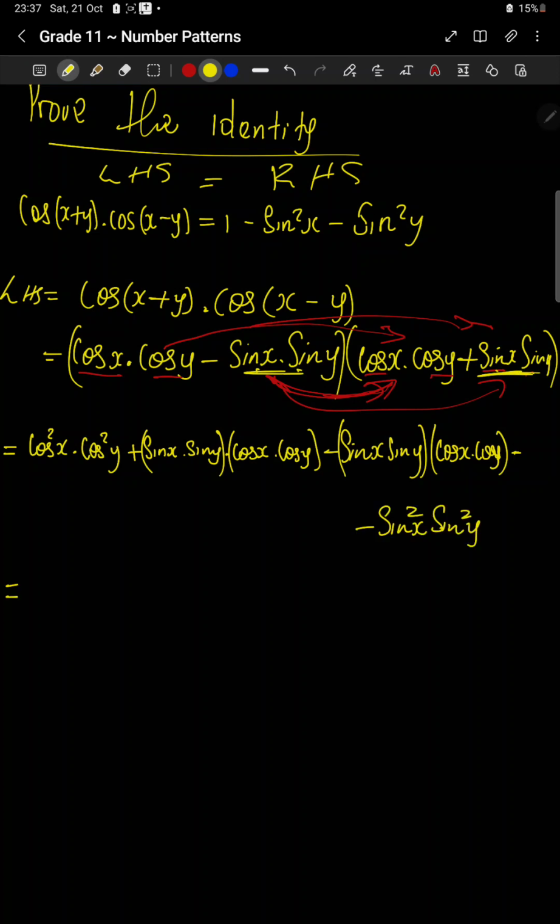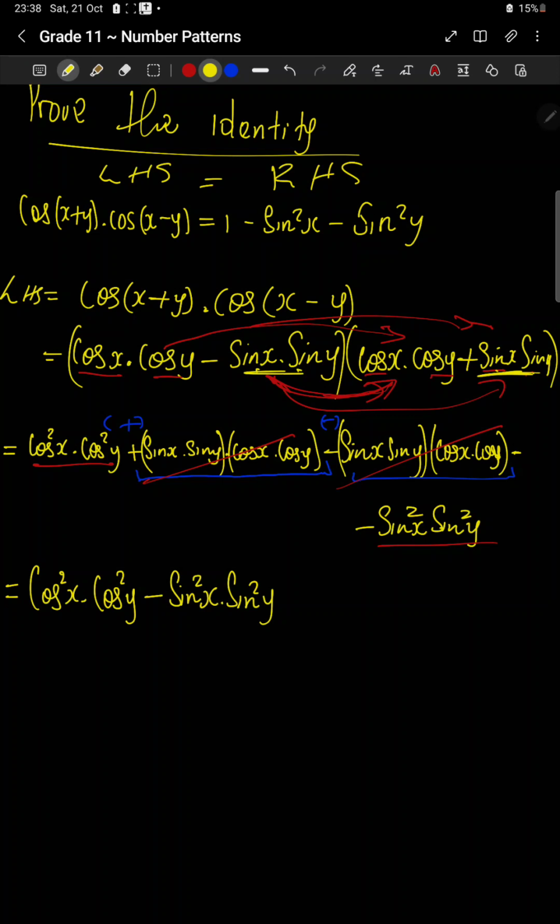We are done. The next thing is to collect like terms. We can see that sine x, sine y, cos x and cos y is the same as this one, and the other one is positive and the other one is negative. Therefore this one is going to nullify this one, so we're left with negative sine square x, and cos square x and sine square x. We're done here.